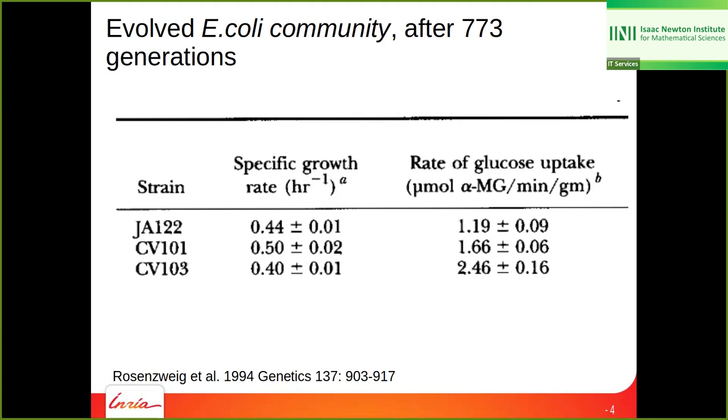And what these researchers also showed is that the one that takes up glucose faster excretes acetate that can be taken up by the other strain. So you naturally get some sort of cross feeding. So this is basically the system that we decided to study.